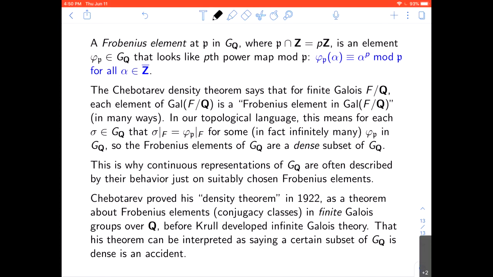So that's kind of cool how the notion of density theorem actually has two meanings in this sense. And so I'll stop there.